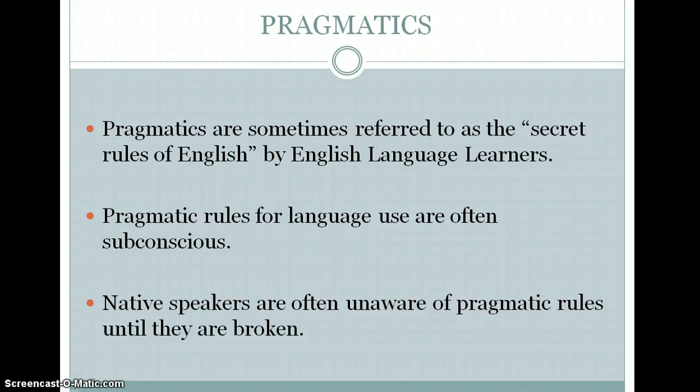And now Amy will talk more about the practicalities of pragmatics as it pertains to teaching English language learners in our future classrooms. Thanks.